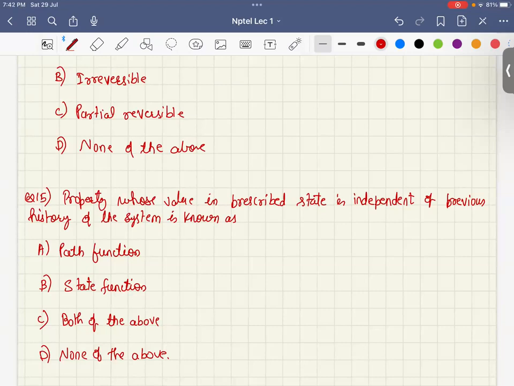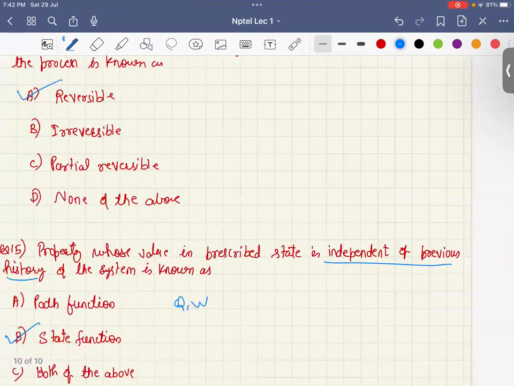Clearly, path functions are the properties which depend on the path, for example Q and W, and state functions are the properties which do not depend on the path. Right? So those are independent of the history of the system. Hence, the correct answer is option B, which is state function. So now let us move on to the next question.